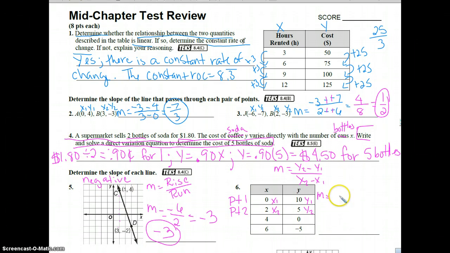Can't hear you. 5 minus 10 over 2 minus 0. 5 minus 10 gives us what? What kind of 5? Negative 5. 2 minus 0 gives us. Is it okay for us to leave it like this for slope? Yes. Why? Because it helps us see the rise over the run. Okay.